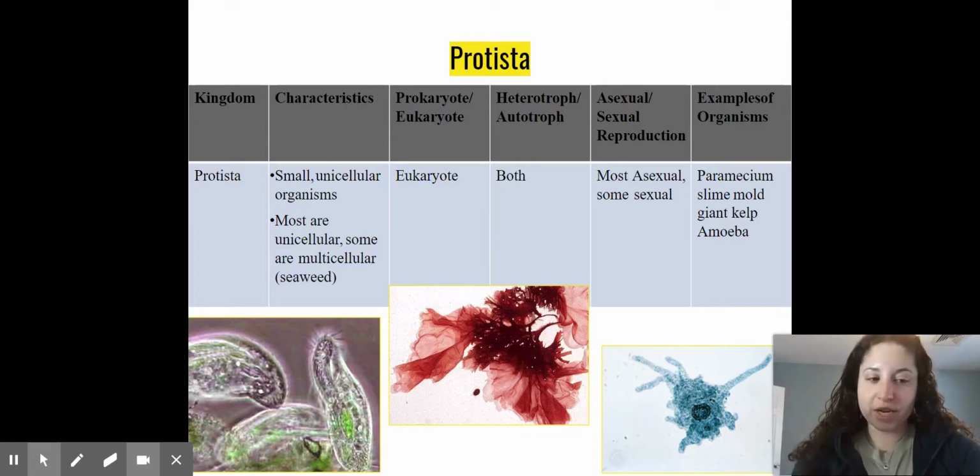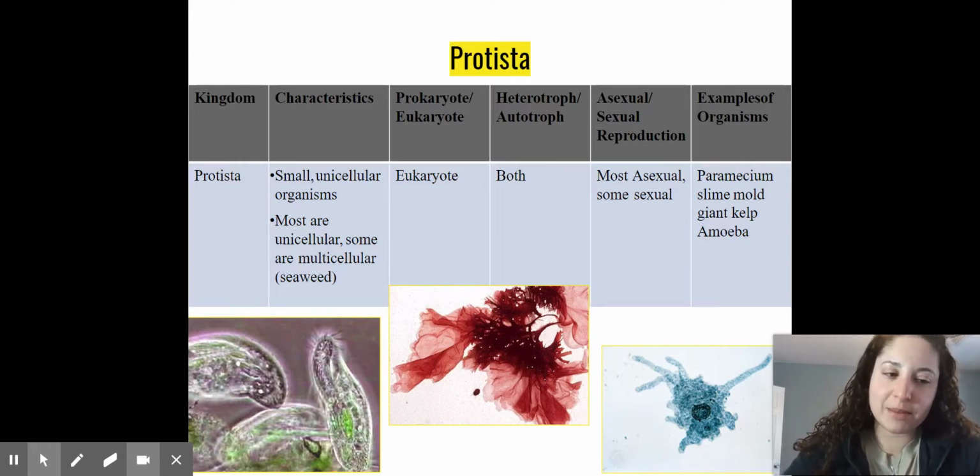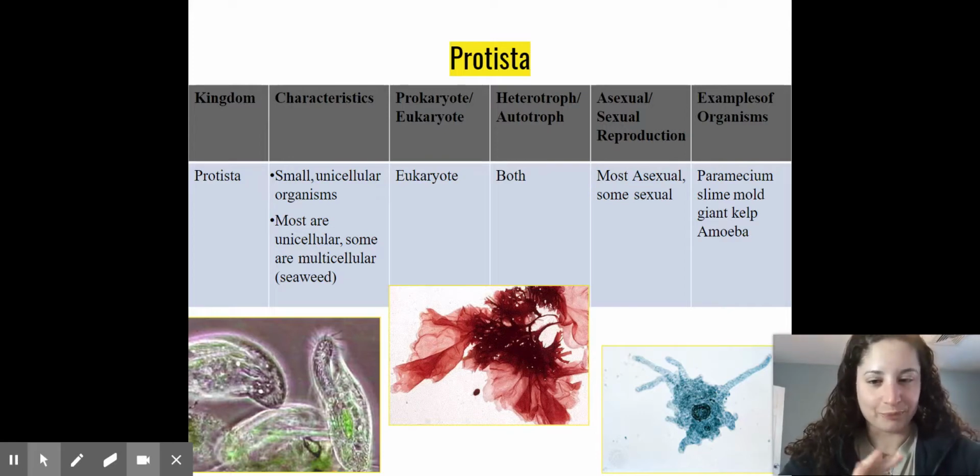So like I said, these are eukaryotic cells. They all have cell organelles. Because this is such a diverse group of organisms, they can be heterotrophs or autotrophs. Most of them will reproduce asexually. Some of them will reproduce sexually. And let's talk about the examples.